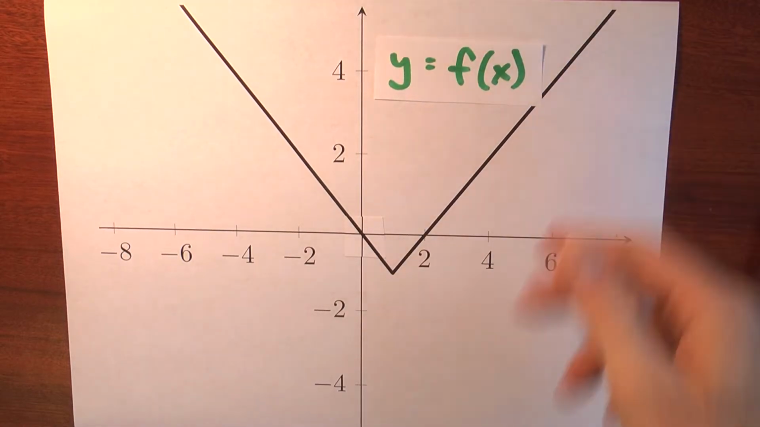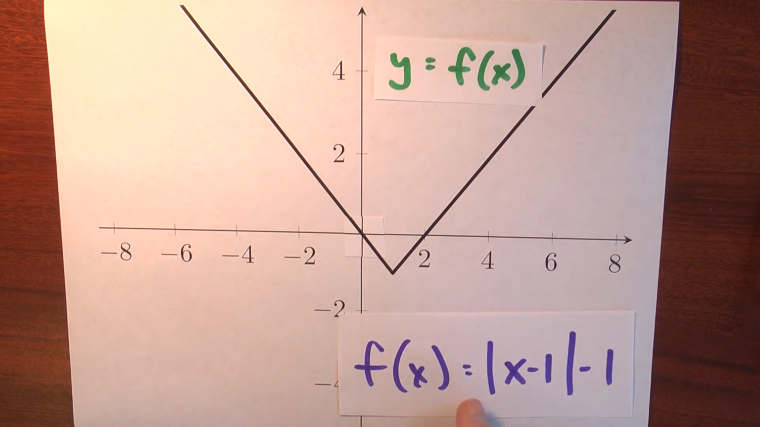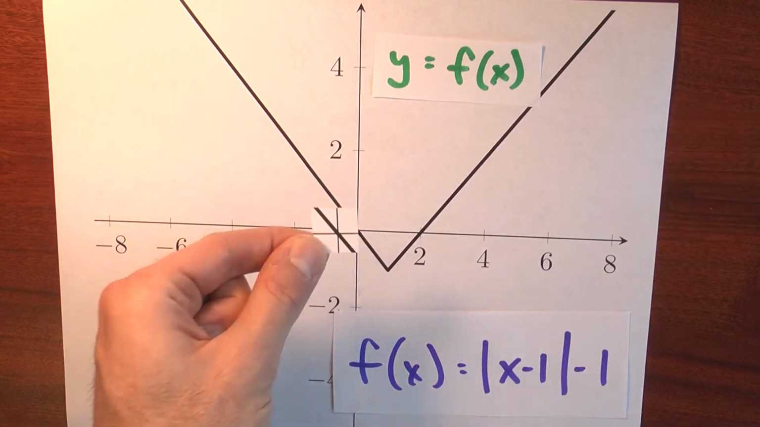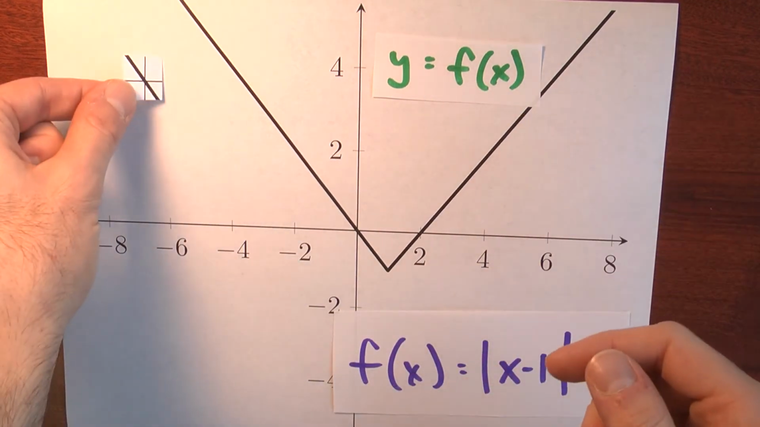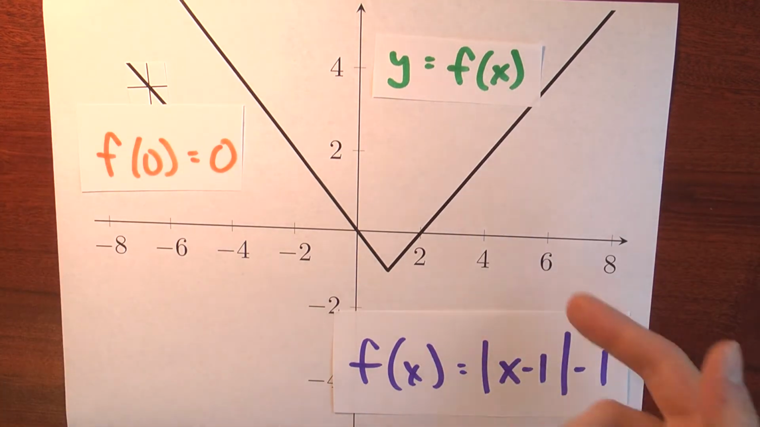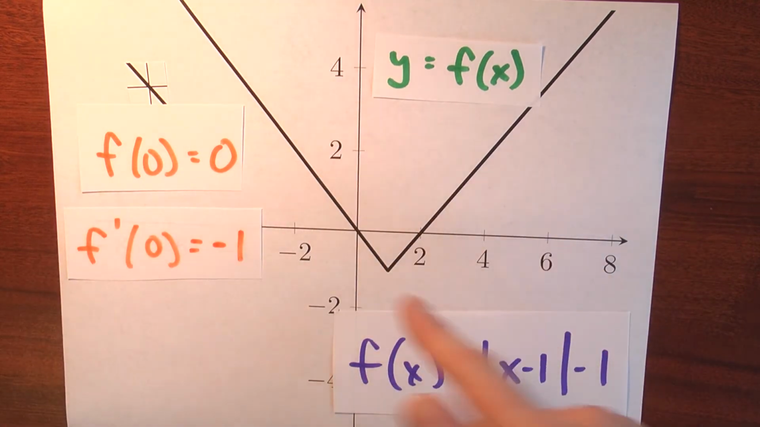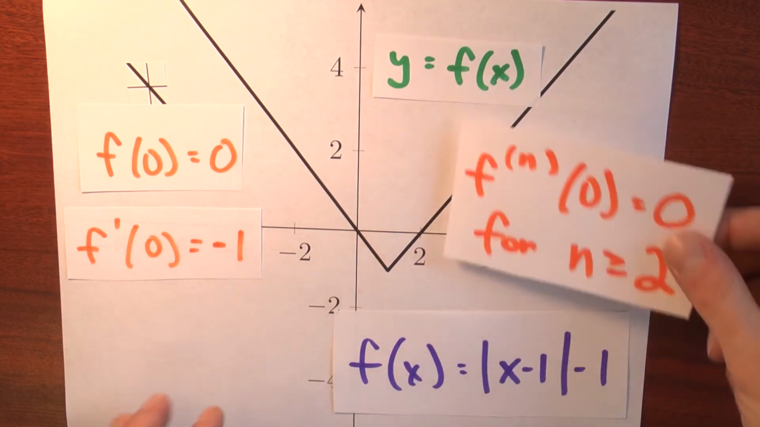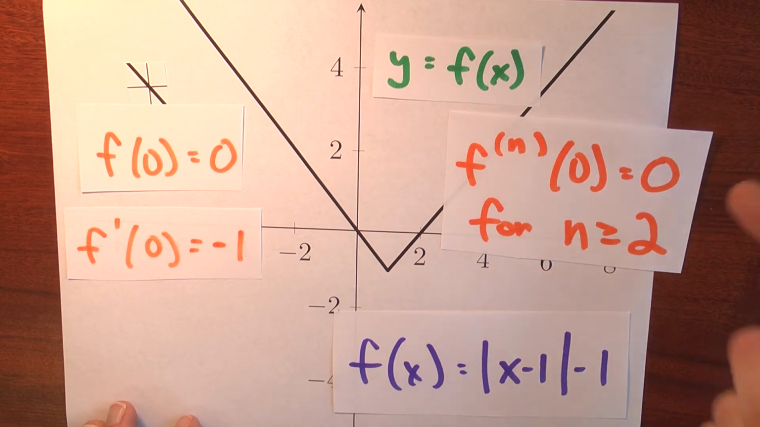Here's the graph of a function, y equals f of x, but in this case the function is f of x equals the absolute value of x minus 1, minus 1. Now what happens if I zoom in on the origin? Well, this little piece of the graph just around the origin is enough to calculate some facts about f. What can I calculate just by looking right around the origin? I can calculate that the value of this function is 0 when I plug in 0. I can calculate that the derivative of this function is negative 1 at 0. And I can calculate that all of the higher derivatives, the second, third, fourth, and so on, at 0 are equal to 0.